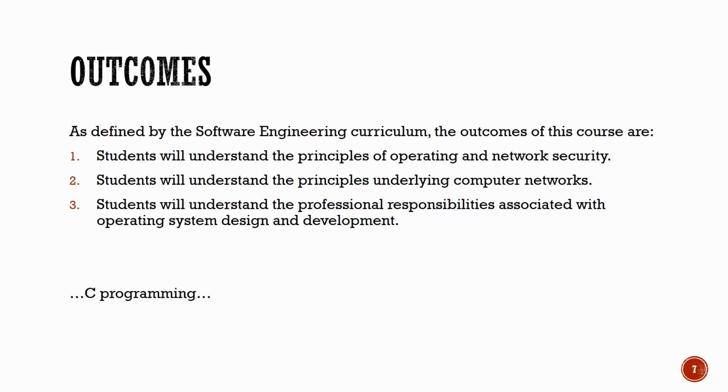All right, so what do we have here? Number 1, students will understand the principles of operating system and network security. Security we're not going to do all that much of. We may touch on it here and there. Number 2, students will understand the principles underlying computer networks. We'll do that at the end of the class. Number 3, students will understand the professional responsibilities associated with operating system design and development. This is probably our number 1 focus, trying to understand operating systems before we get to anything else.